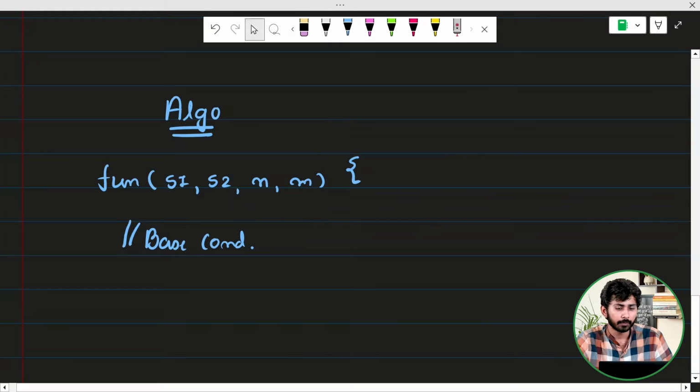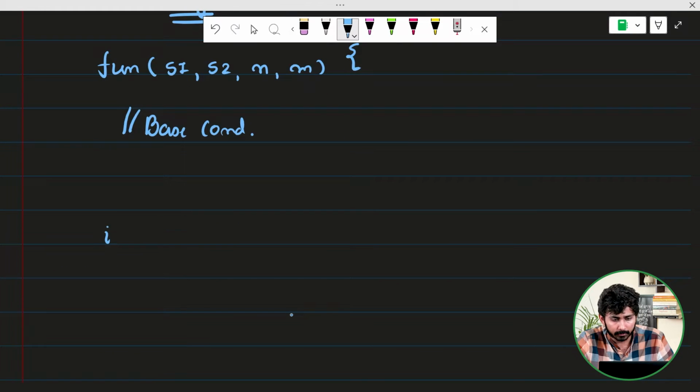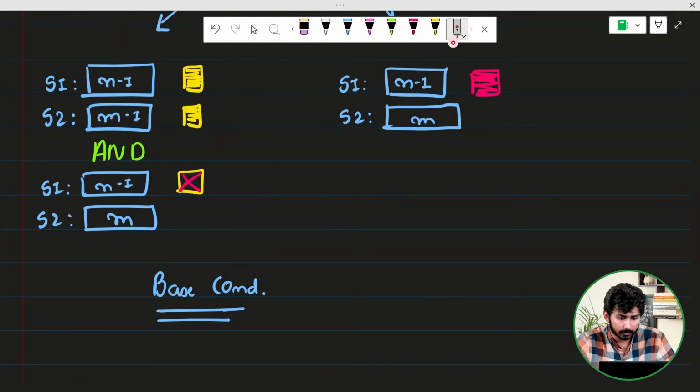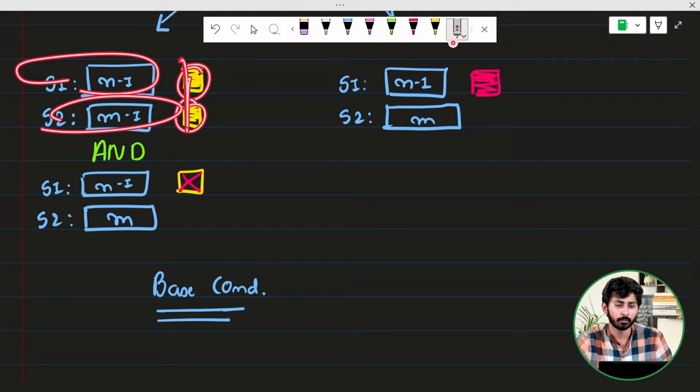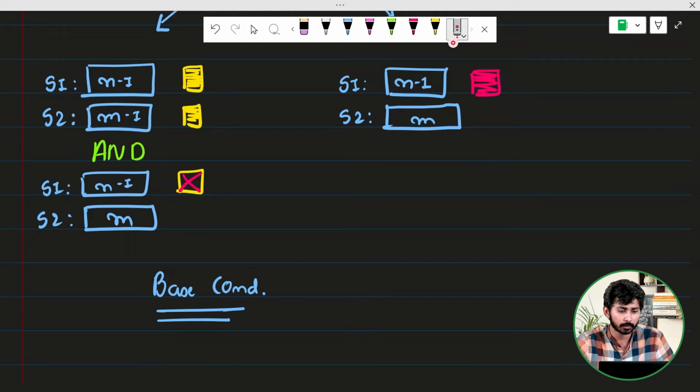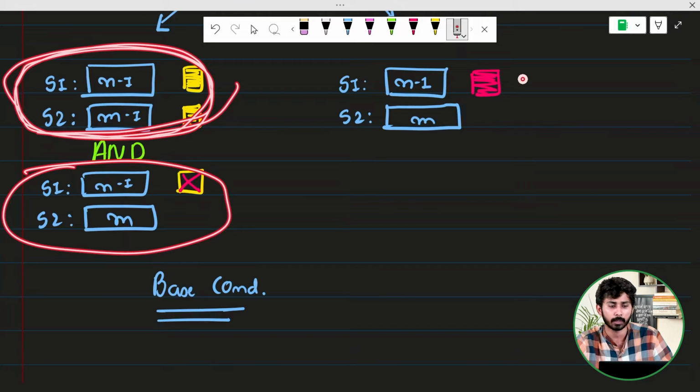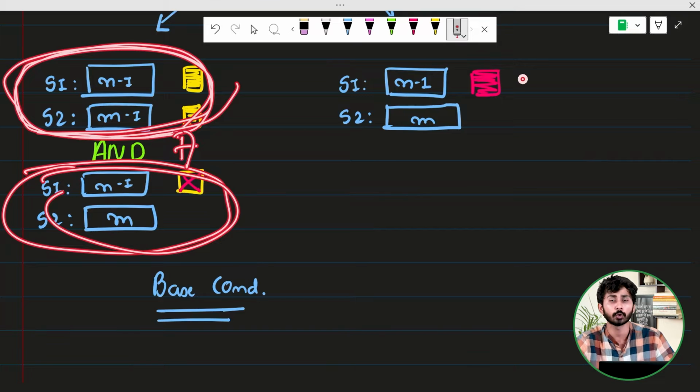After that, I will check the last character. What is the last character of S1? S1 of n minus 1 is equivalent to S2 of m minus 1. If the last character is matching, then what should I do? Just think about this. I will discard the last character, including the last character, and make a function call for n minus 1 and m minus 1 lengths of S1 and S2. And the other recursive call will be this one. Now I have written an AND over here. Basically, I have to find how many subsequences are matching for this subproblem and how many subsequences are matching for this subproblem, and I will add them because I need to find the total count.